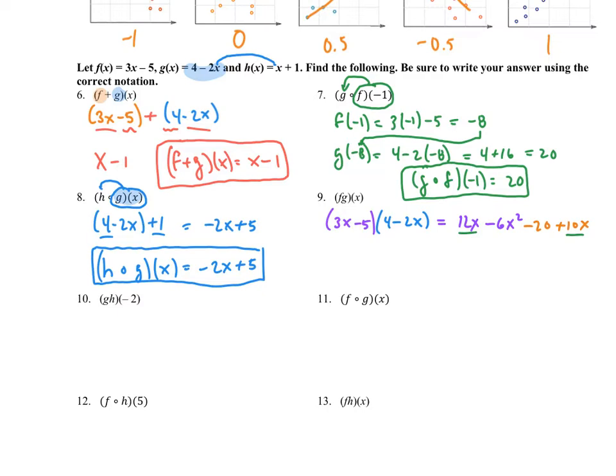So I'm going to go ahead and write my notation, f times g of x equals, so my largest or highest term here, the highest degree term, which is something we haven't talked about yet, but it is the x squared, so I'm going to write that first. So that's the negative 6x squared. The 12x and the 10x can be 22x's, and then the minus 20. So there's f times g of x.